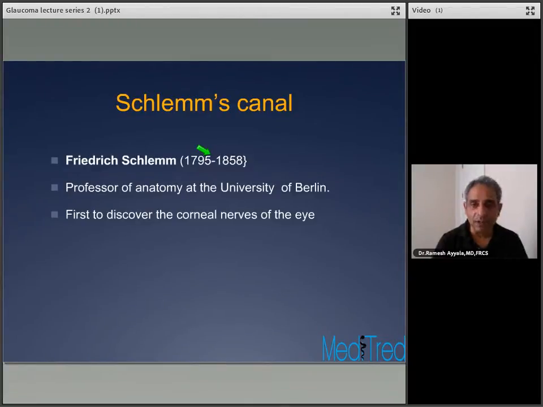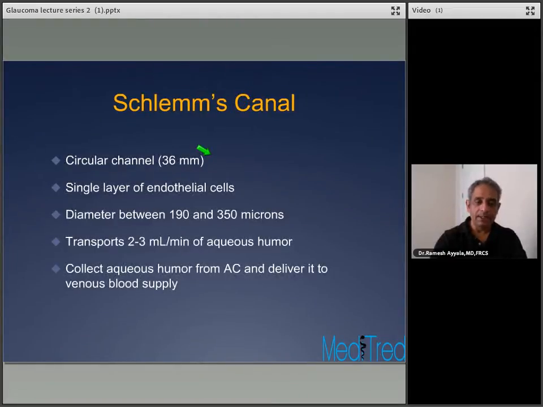Let's look at the Schlemm canal itself. It was described by Friedrich Schlemm sometime in the 1800s. He was a professor of anatomy at the University of Berlin. He also discovered the corneal nerves of the eye. This is a circular canal, measures 36 millimeters, and is a single layer of endothelial cells. Its diameter varies from 190 to 350 microns in enucleated human eyes. It transports 2 to 3 microliters per minute of aqueous humor. Collector channels collect aqueous from the anterior chamber and deliver it into the venous blood supply.